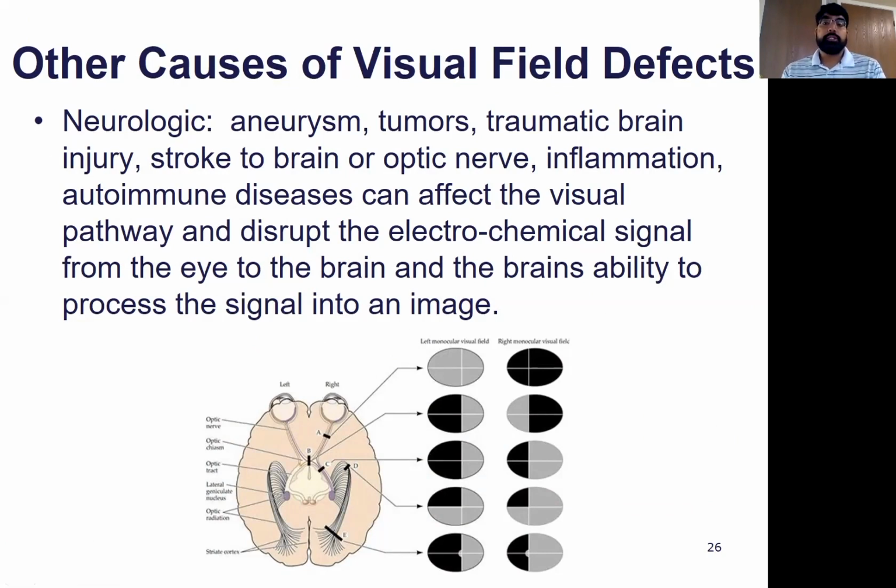If you get lesions in the brain, by that time, the fibers from both the left and right eyes have crossed, and so you get problems in one side of your visual field. So if you affect the right side, you get a problem in the left side of the visual field. If you affect the left side of the brain, you get the issue in the right side of the visual field.